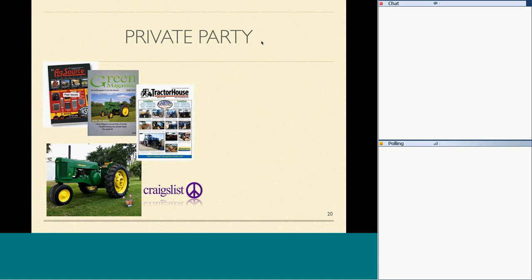Second avenue we have here is private party purchases. So this can be anything from a front yard purchase. Very bottom left is a tractor that I set out in my front yard and sold a year or two ago. You can find these tractors in different magazines. Tractor House, Ag Source. If you're a John Deere person, Green Magazine is a good one. A lot of them have classifieds. Well, they all have classifieds in them. Also Craigslist, another online or private party option.